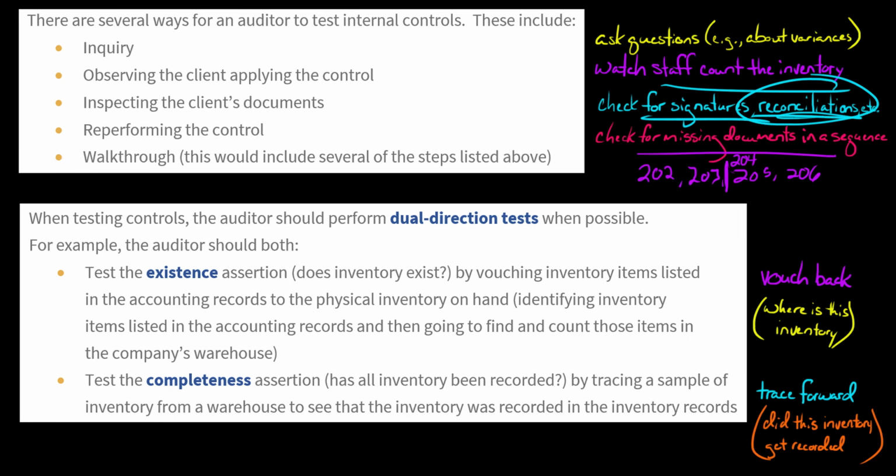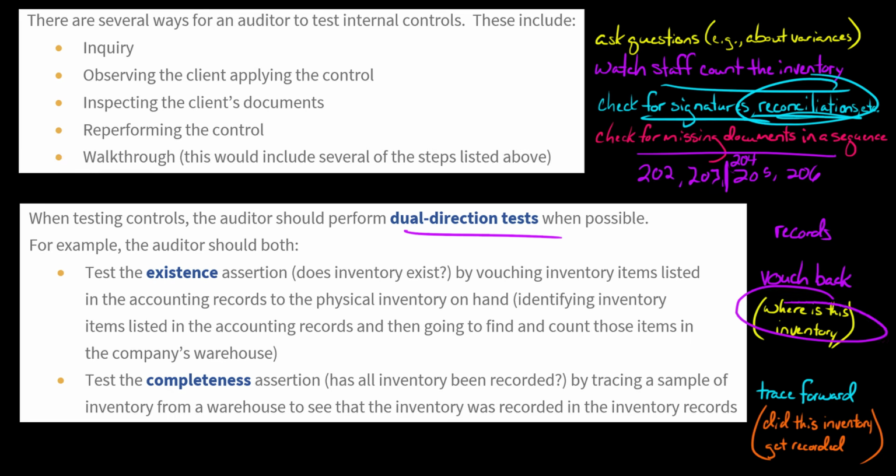So if we think about management's existence assertion, they're saying, hey, the inventory actually exists. It's not just in the records, just bogus inventory. There actually is inventory. And then we talk about the completeness assertion, making sure all inventory has been recorded. How do you have a dual direction test? Well, the auditor goes and vouches back. So basically, vouching back is going and saying, okay, look, in the records, it says there's some inventory.